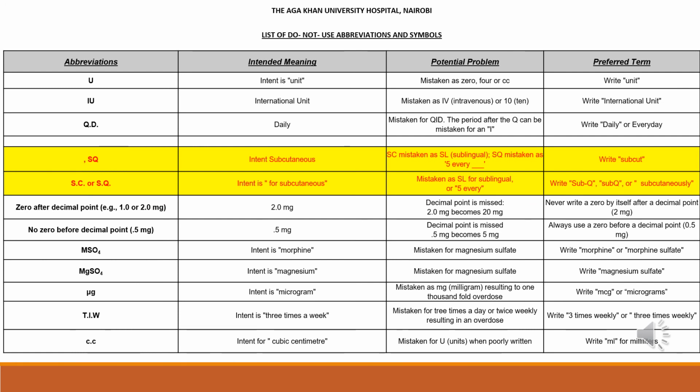This slide briefly discusses the illegal abbreviations, their intended meanings, the potential problems that could arise if they are misinterpreted, and the preferred terms prescribers should use in Aga Khan University Hospital. I recommend you pause the video at this stage and closely scrutinize it for better understanding of the issues discussed therein.